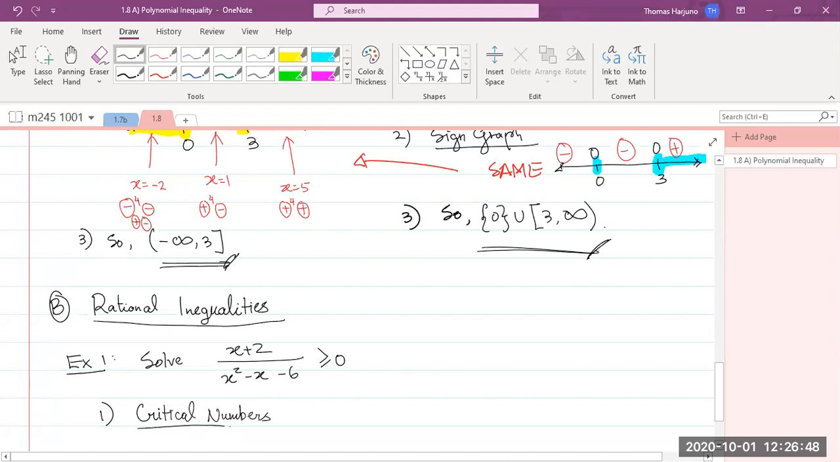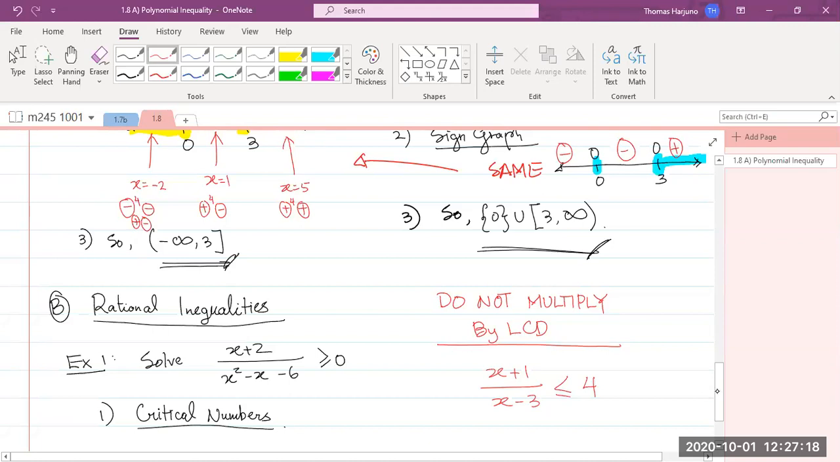One thing I need to warn you ahead: do not multiply by the LCD. Let's say, for example, you have (x + 1) over (x minus 3) less than or equal to 4.